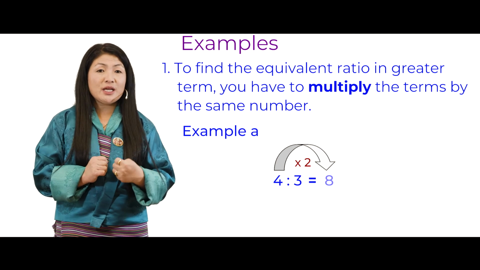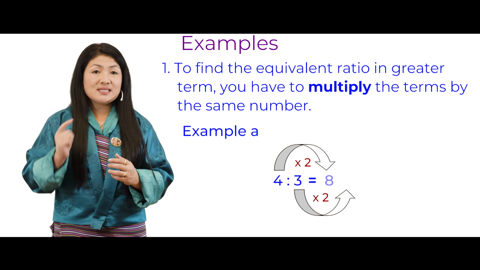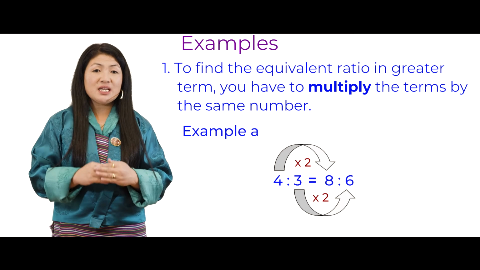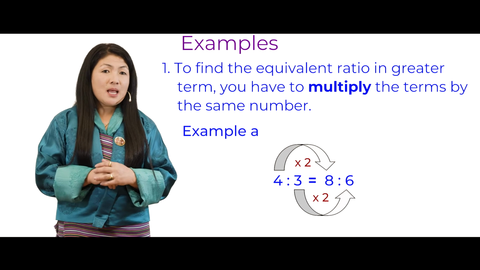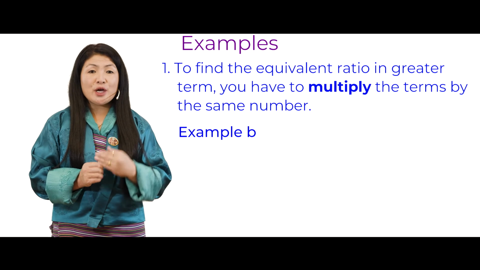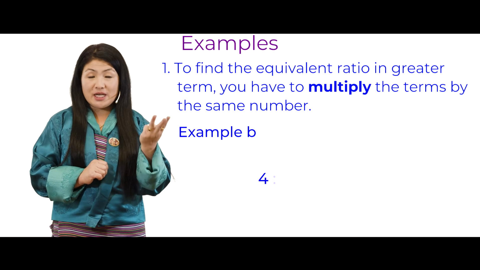So, number 3, again you multiply with 2, you get 6. So, equivalent ratio of 4 to 3 is 8 to 6. Now, let's look at example B. Again, here we are using the same ratio, that is 4 to 3.